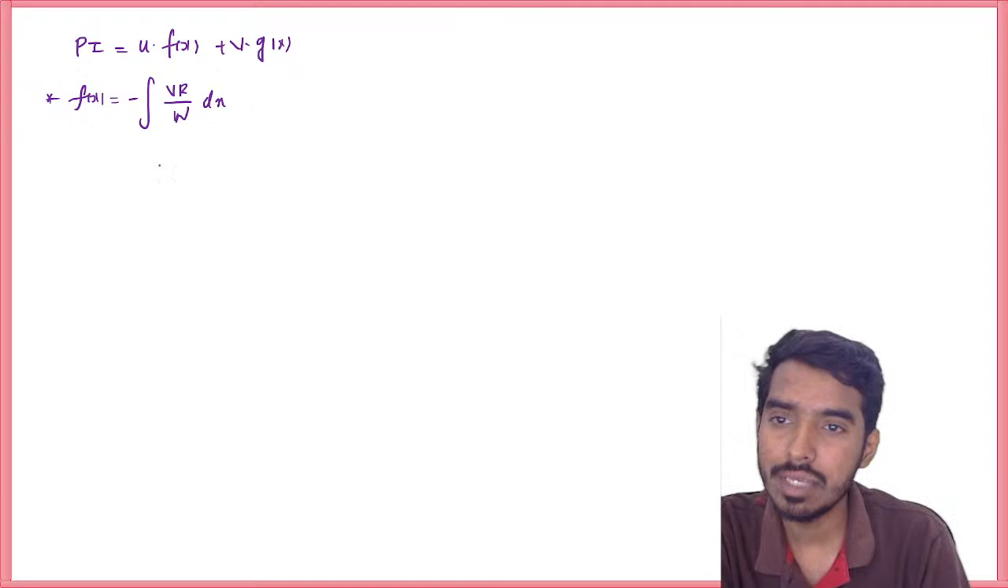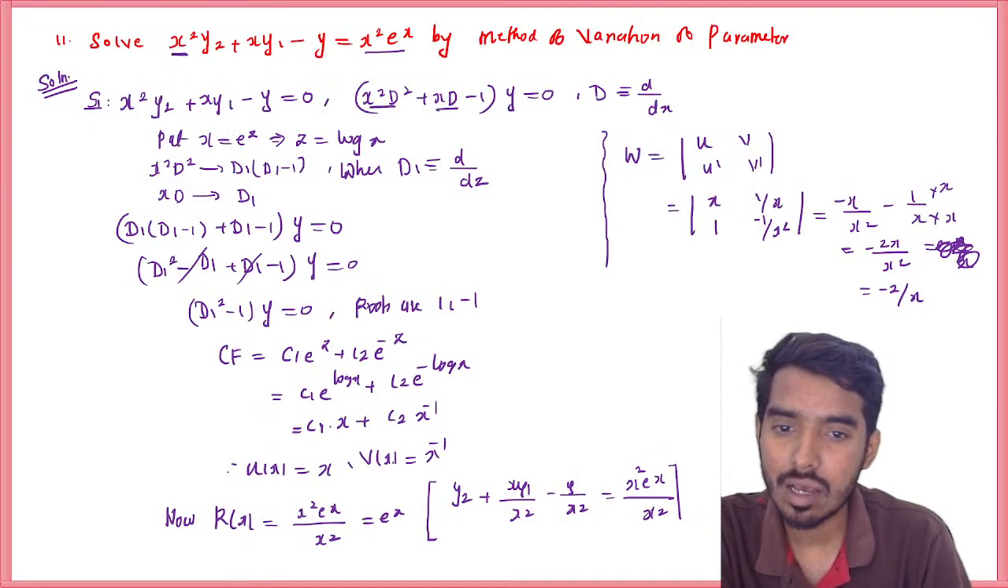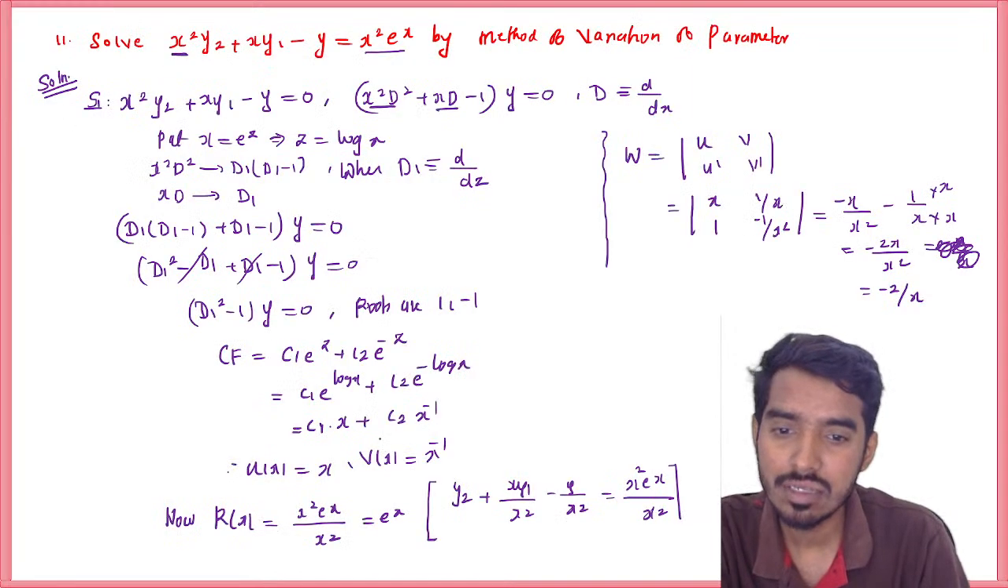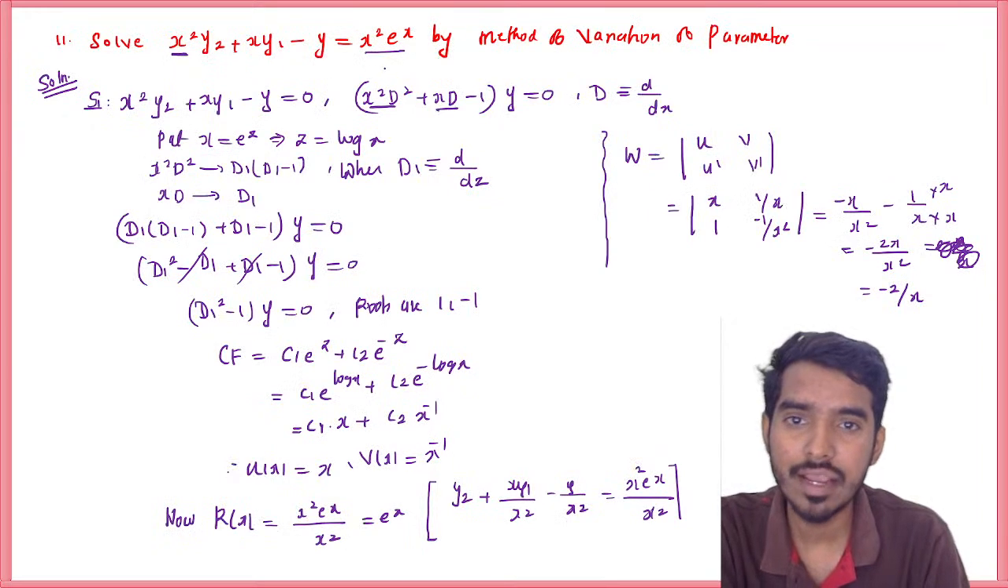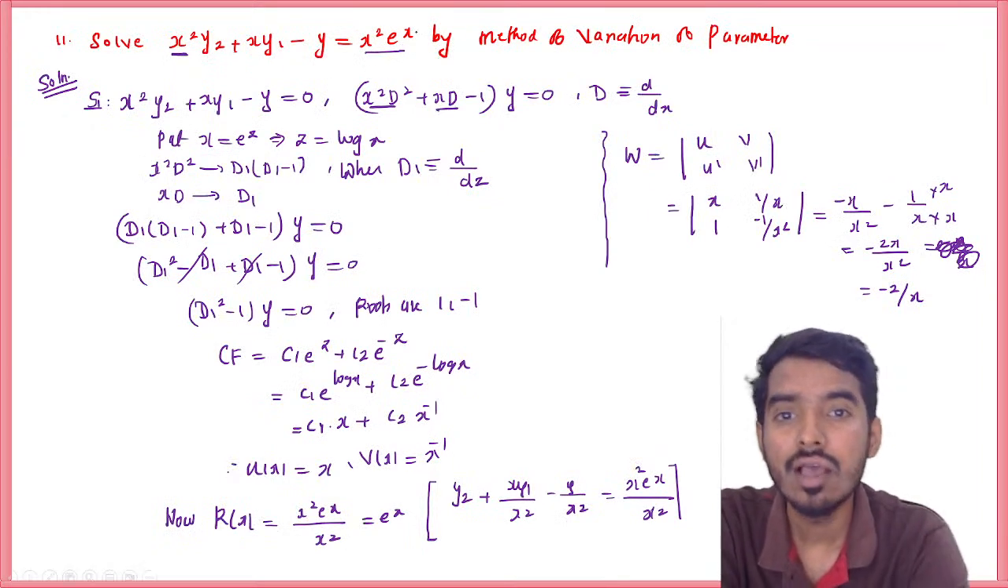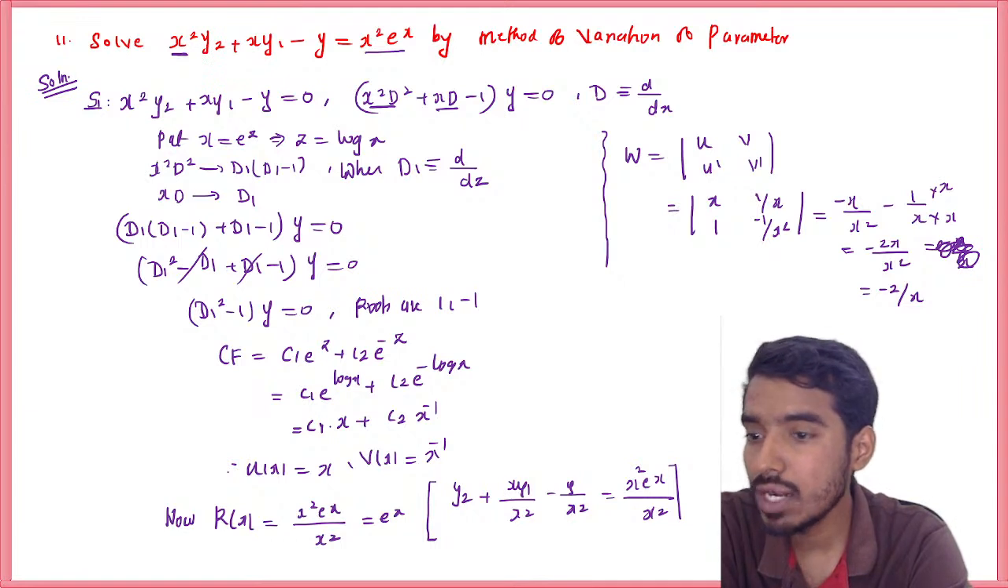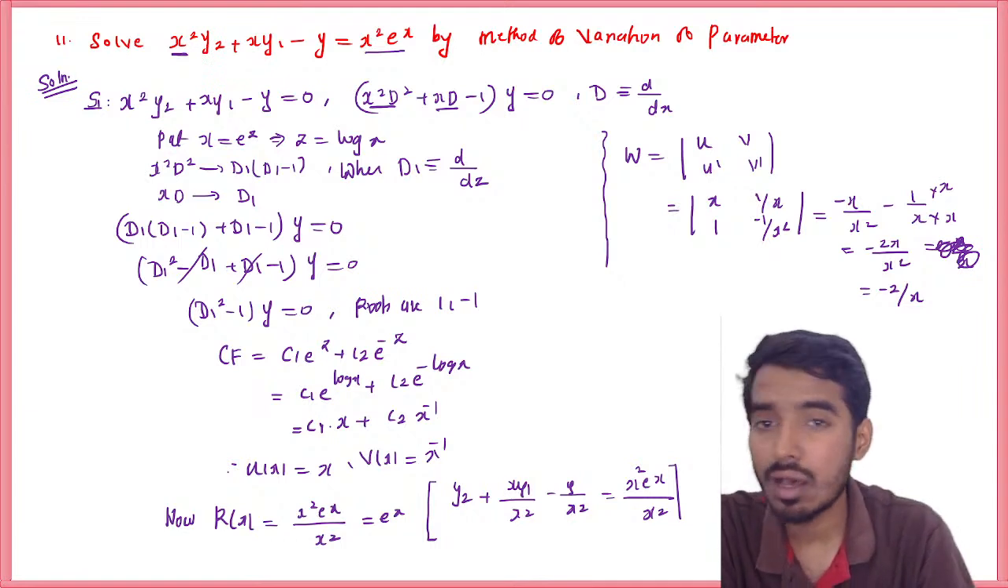So f of x will be integration of v r by w. v is x power minus 1, r is e power x. Very important, right? You should not take r to be x square e power x. After making the coefficient of y2 equal to 1, after that you have to take r, right?